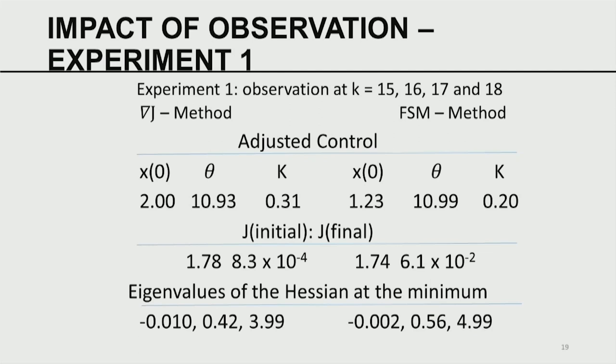Now we conduct experiments. I'm going to tell you the summary of the experiments. In experiment 1, I take observations at times 15, 16, 17, 18. That means I am taking observations very late in the game. I am computing delta J using 4DVAR and the forward sensitivity method. The initial condition x naught is 2. When I used the forward sensitivity method, these are all the results for the forward sensitivity method. This is x, so this is actually xs.